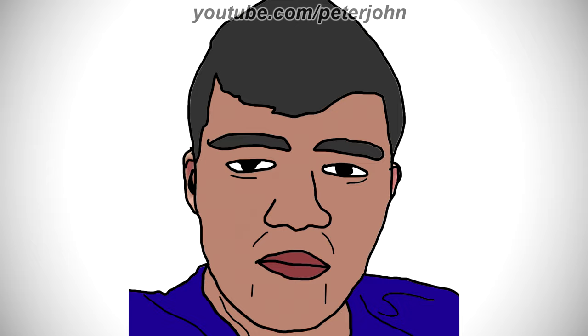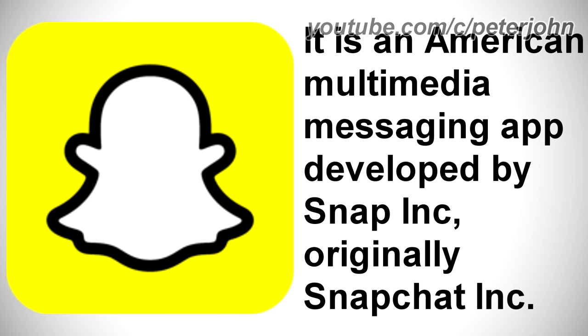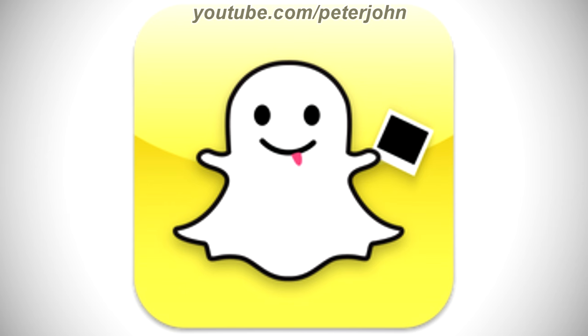Alright, now I'm gonna talk about Snapchat. It is an American multimedia messaging app developed by Snap Incorporated, originally Snapchat Incorporated. 2011 to 2011, here we have the logo of the first Snapchat's name, Peekaboo. There is a yellow glossy rounded square, and on it there is a white drawing of a ghost on a black outline showing his tongue and holding a photo.